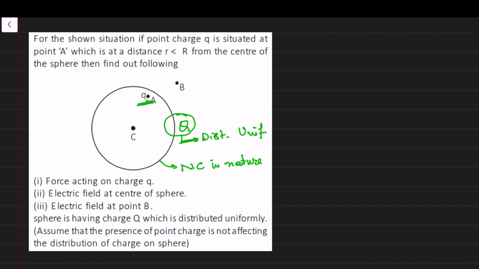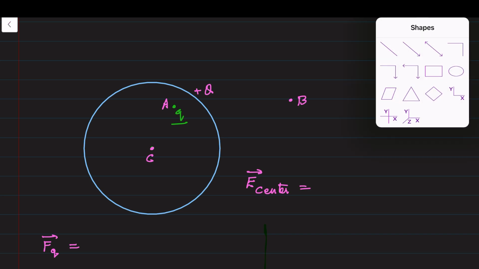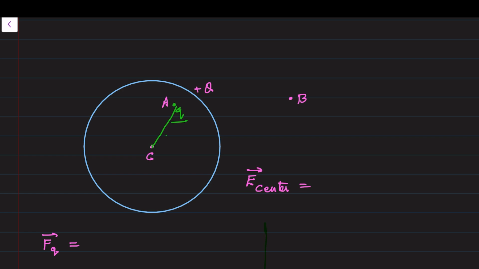So the question is, we have one non-conducting sphere to which a total charge Q is given, which is distributed uniformly. A point charge Q is placed, not at the center, but at a distance of r from the center, and we have to find the force experienced by Q, the electric field at the center, and the electric field at point B. These three things we have to find.